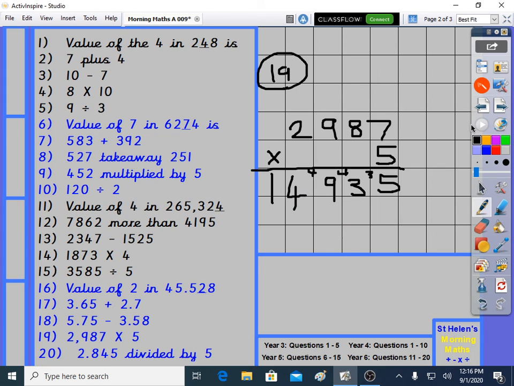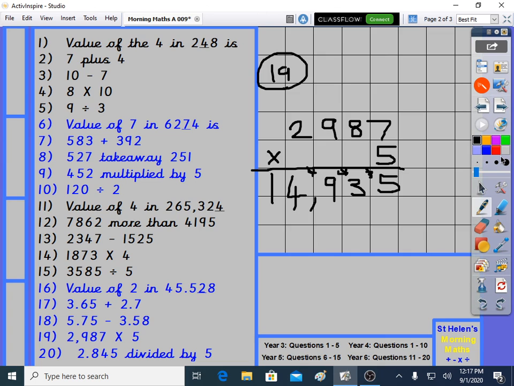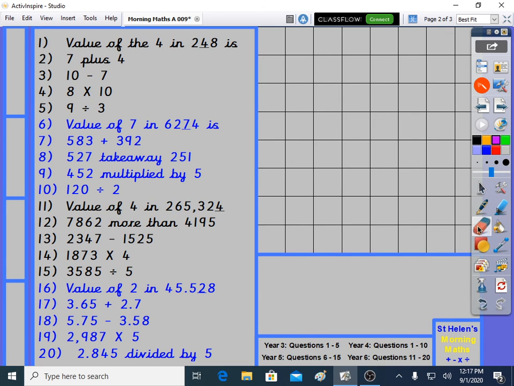Right, let's see if I've made any mistakes here. 5 times 7, 35. 5 times 8, 40 plus 3, 43. 5 times 9, 45 plus 4, 49. 5 times 2, 10 plus 4, 14. So we get 14,935. There's the comma. 14,935. That's right. I'm sure of that. I'll check that one. 14,935. It is right. And let's move on to question 20.